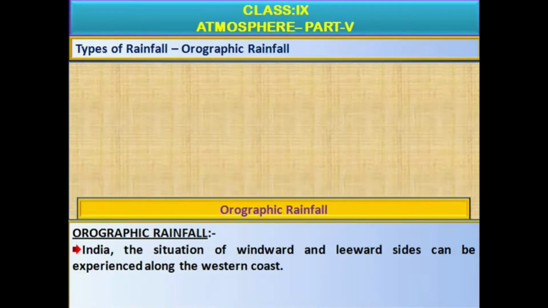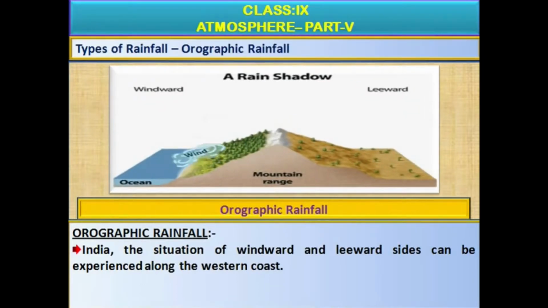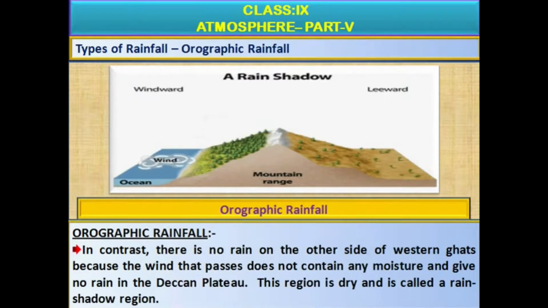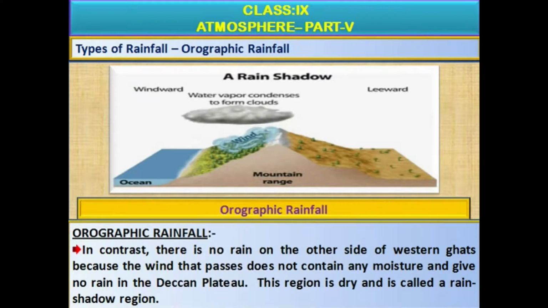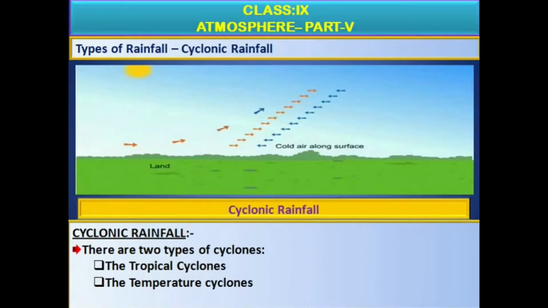In India, the situation of windward and leeward sides can be experienced along the western coast. In contrast, there is no rain on the other side of the Western Ghats because the wind that passes does not contain any moisture and gives no rain in the Deccan Plateau. This region is dry and is called a rain shadow region.